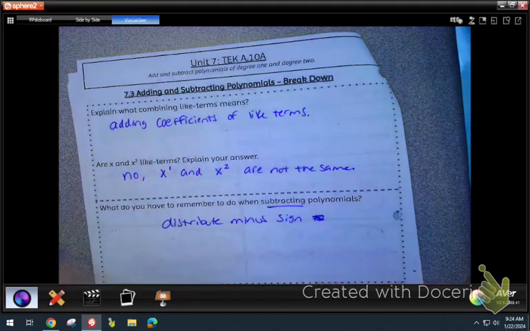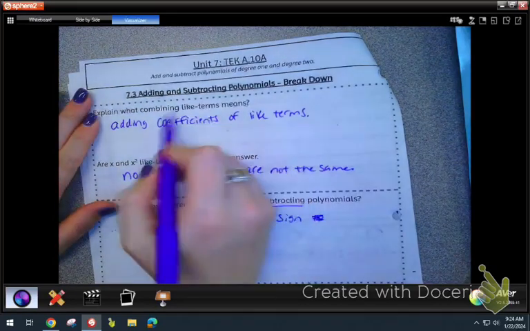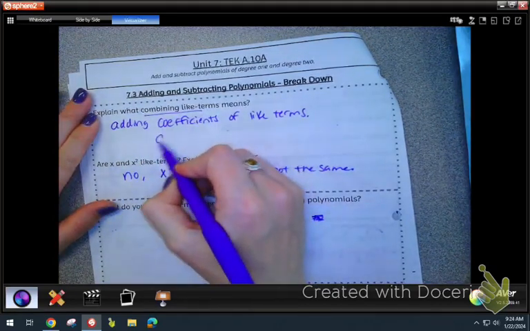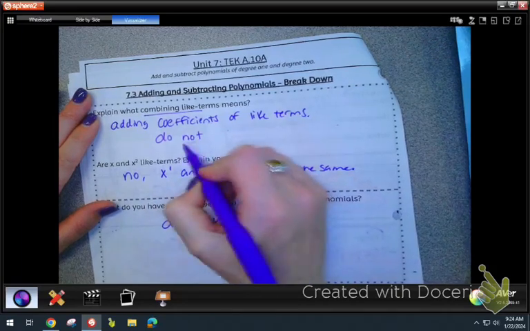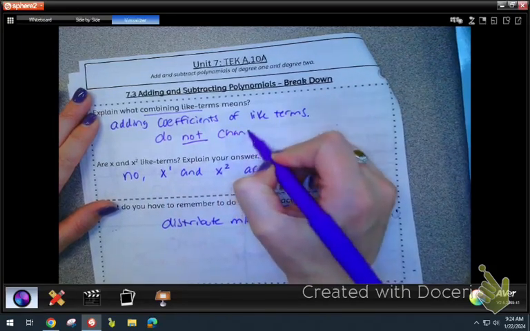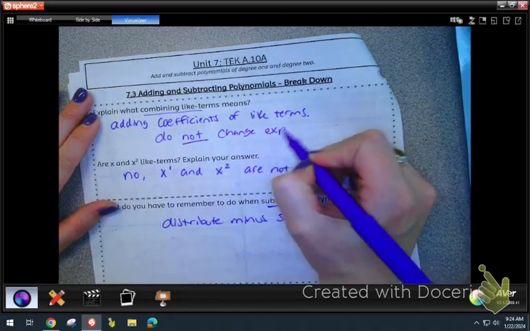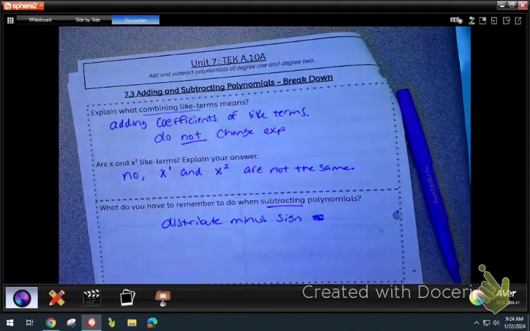I want to put a note. I do think probably write this down. When you combine like terms, you do not change exponents. Do not change the exponents. They are just an identifier that tells you, hey, these are alike because they have the same variable, the same exponent. We don't touch the exponents in adding and subtracting.